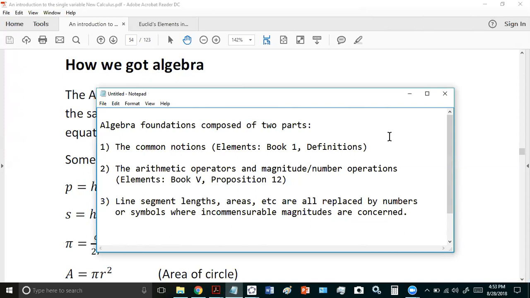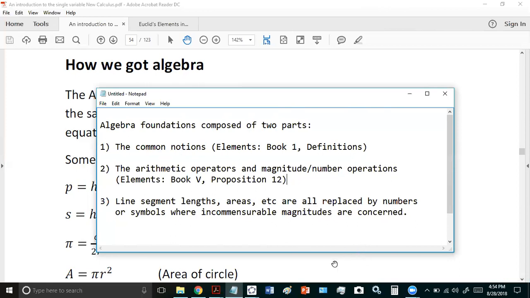That means instead of using line segment lengths, areas through visualizations of geometry, in other words, drawing line segments, drawing the actual areas of squares and rectangles, etc., all these are replaced by numbers and or symbols. And it doesn't matter if you have an incommensurable magnitude, because you can simply write down its symbol, for example, pi or square root 2, and manipulate it exactly the same way as you would a variable in algebra. And I'll show you also how that's done.